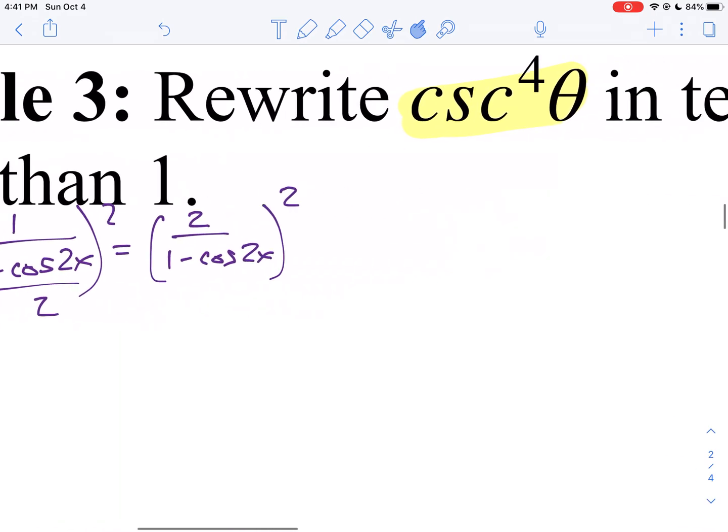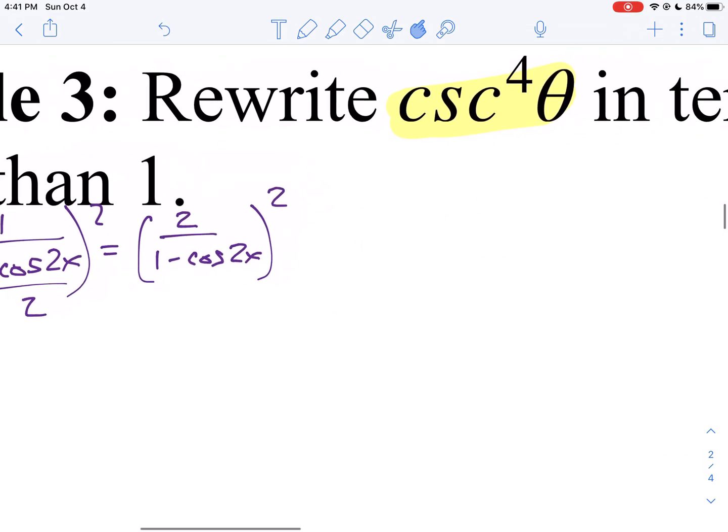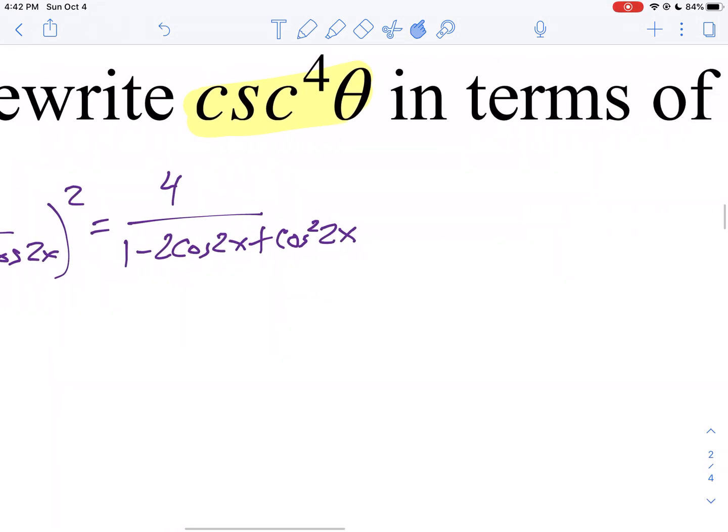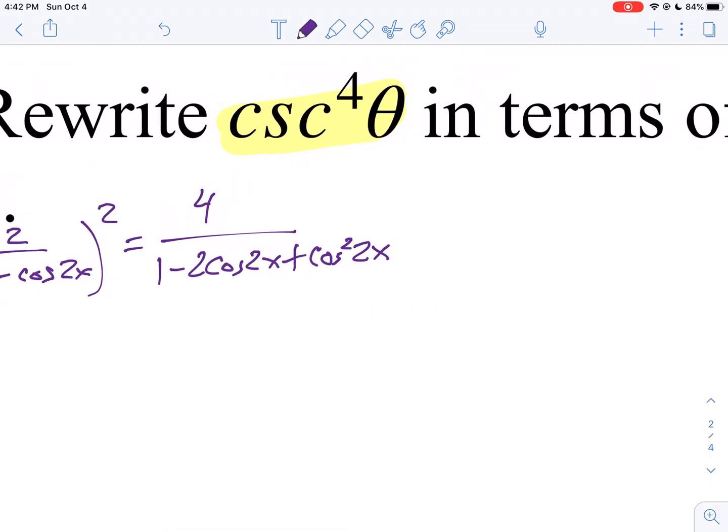Well, when you square 2, you get 4. So then we're going to get 4. And now let's square the binomial. So I'm going to get 1 minus 2 cosine 2x plus cosine squared 2x. Now, I'm almost there. I got everything in terms of cosine, but I got to get rid of that square. So I have another square to get rid of. So now I'm going to write that as, now it's just simplifying. We're not really doing anything other than algebra here.